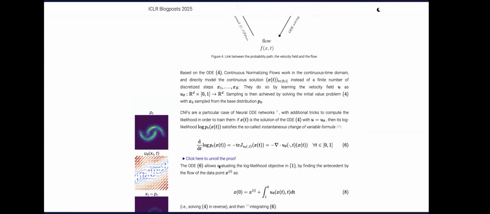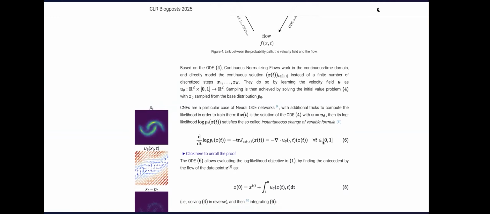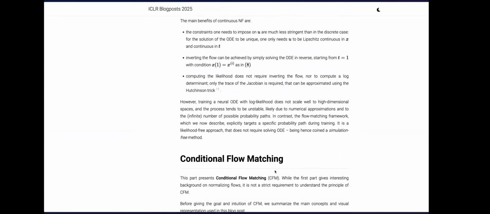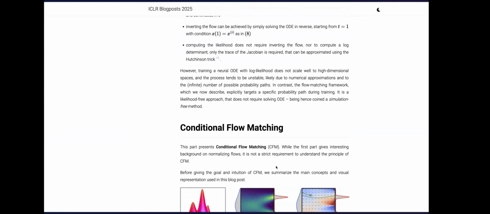Which means that both during the training and once it's trained and you want to infer a new sample, you need to solve these costly ODEs. Can we do better is the question, right? Can we do better? Okay, so conditional flow matching is an attempt to improve that.